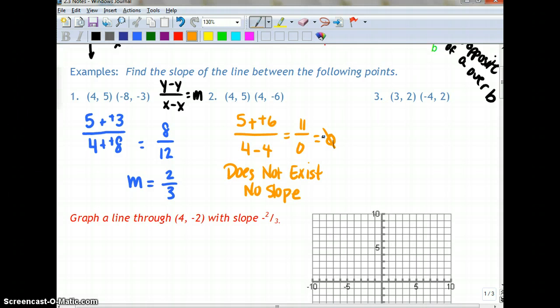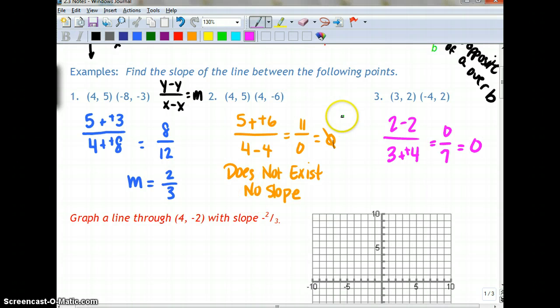In number 3, if you do that one, you get 2 minus 2 over 3 minus negative 4, or 0 over 7, and that is actually equal to 0. Now remember, 0 is a number, so that's just an answer. You don't go up any steps and over any steps, so you're not having no slope, you're having zero slope. There's a difference between zero slope and no slope, okay?